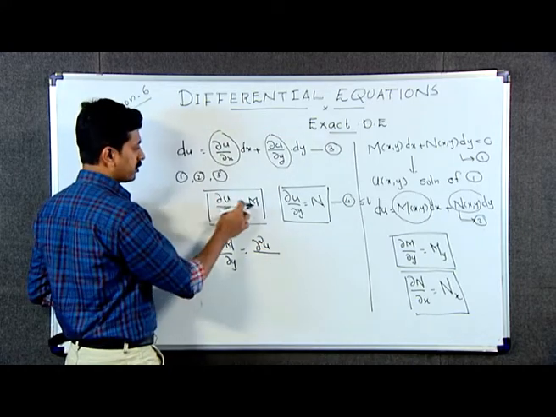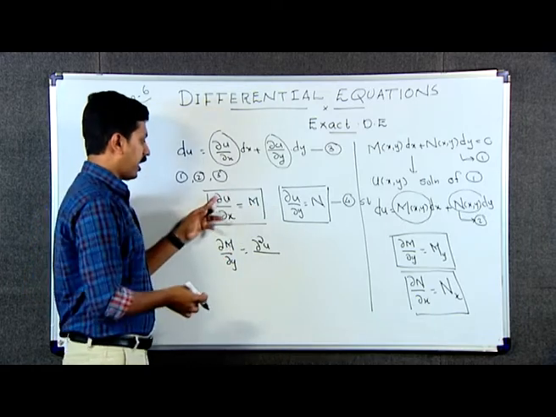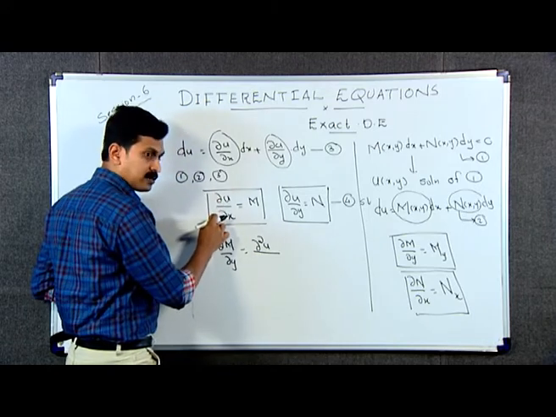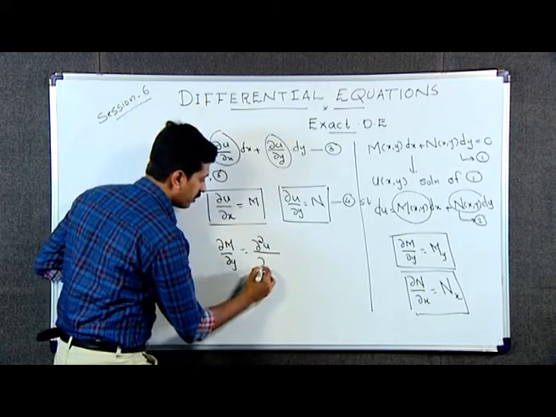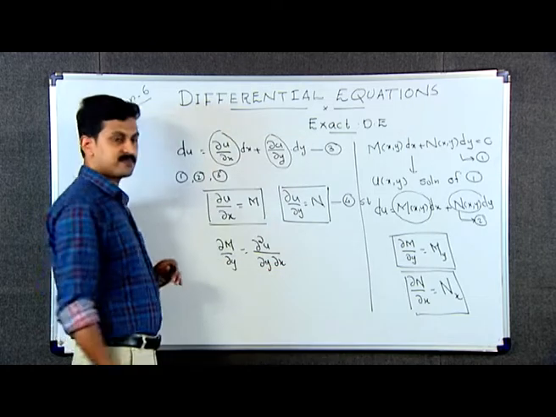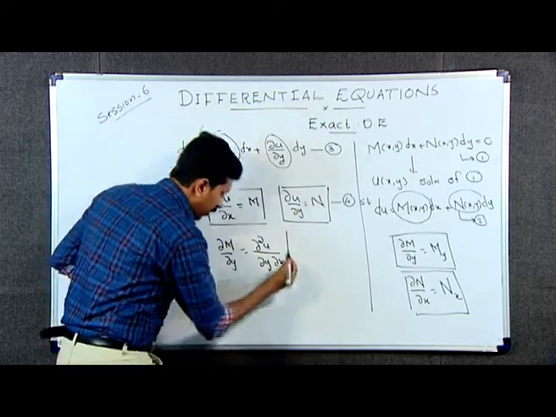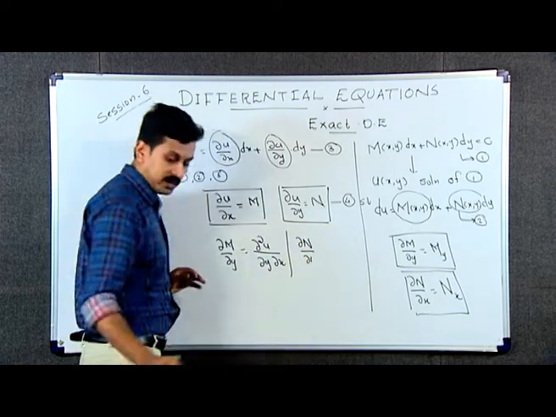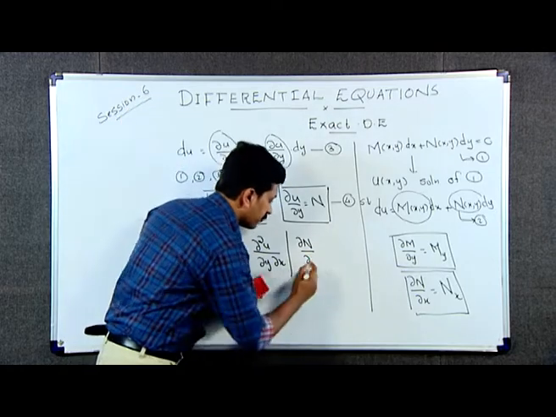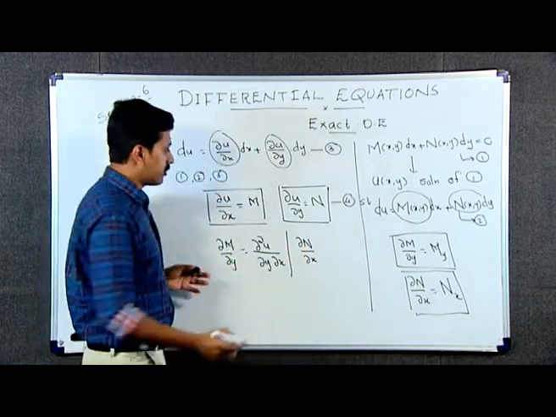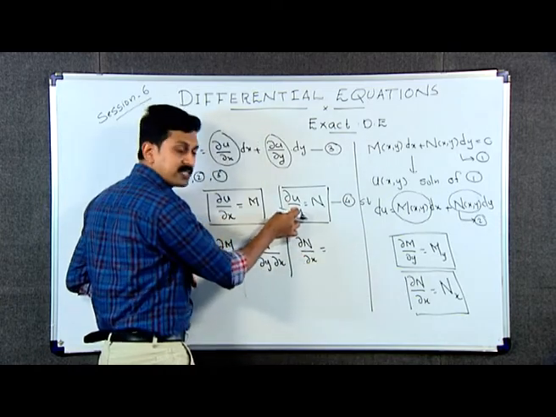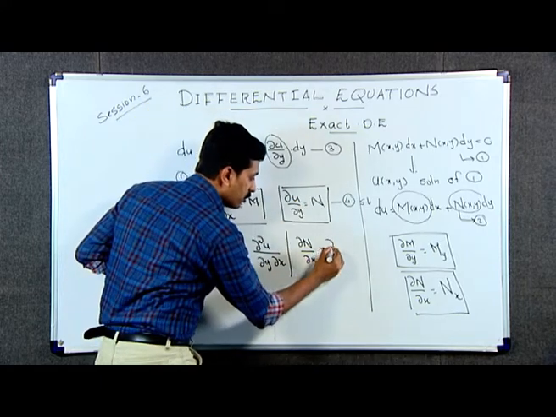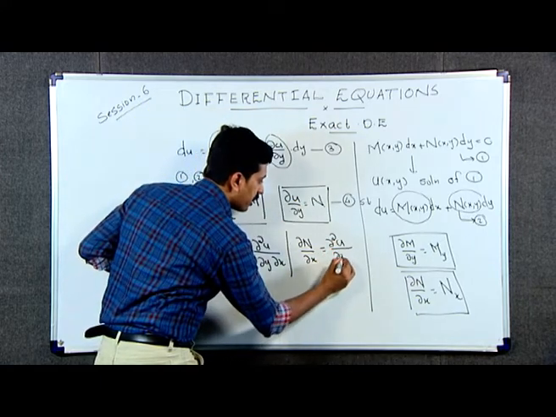I am applying here ∂M/∂y. Similarly, I have to apply ∂/∂y here. Therefore, while applying ∂/∂y here, we will have ∂²u divided by ∂y ∂x. Similarly, I am applying here ∂N/∂x; I have to apply ∂/∂x here. ∂/∂x of ∂u/∂y is equal to ∂²u divided by ∂x ∂y.